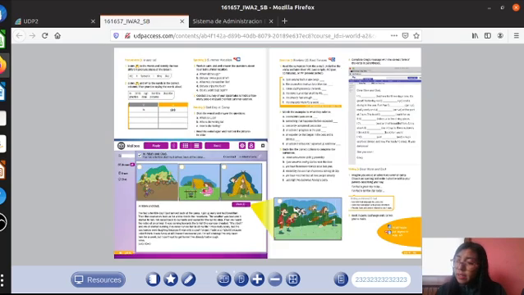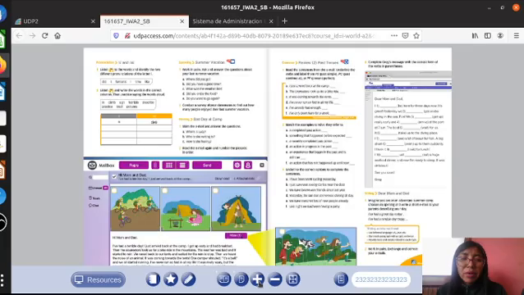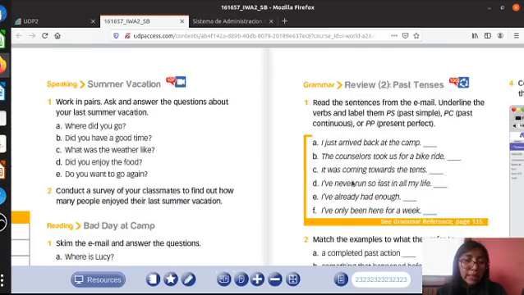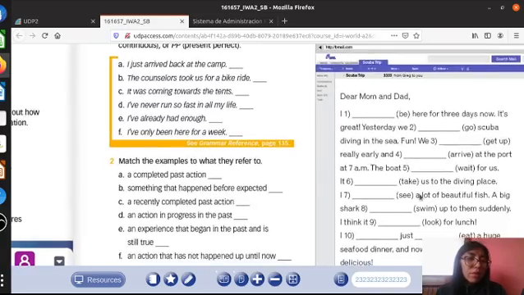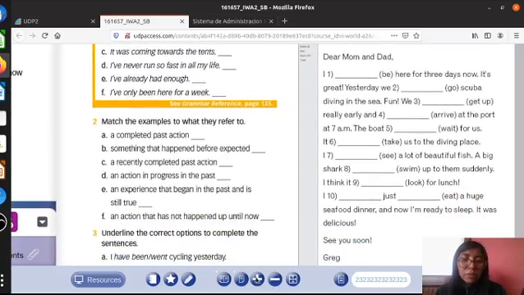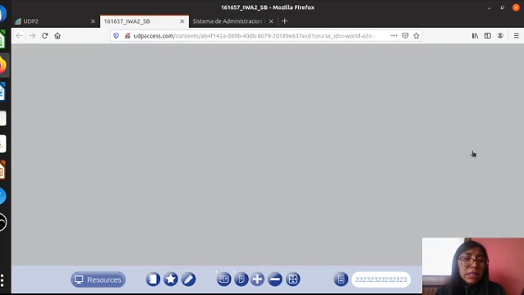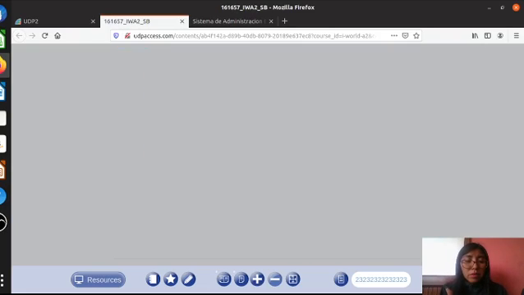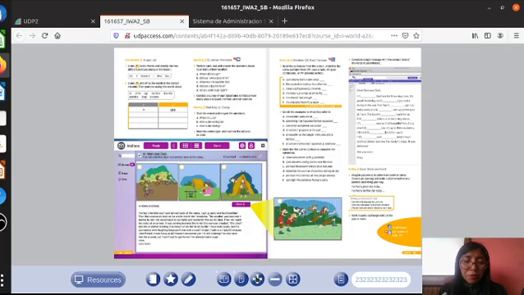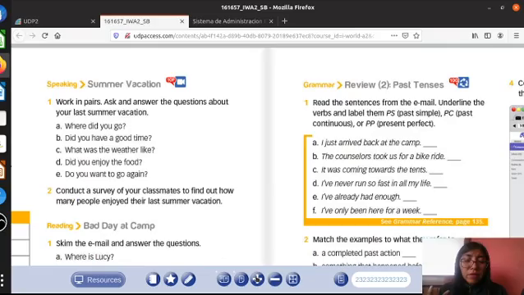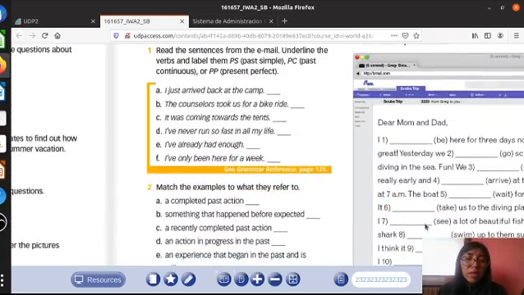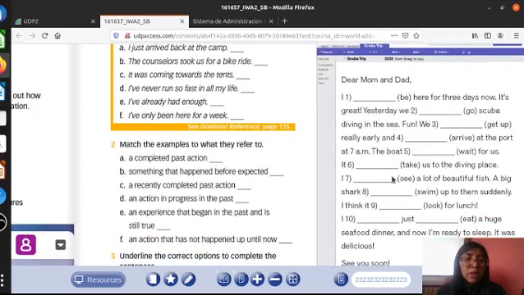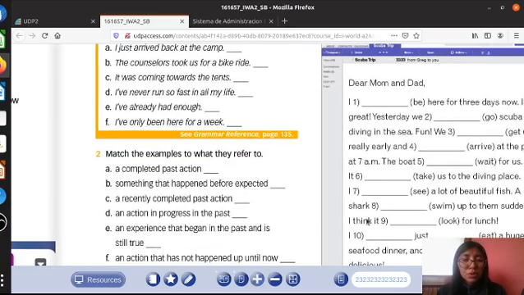It says, complete Gregor's message with the correct form of the verb in parentheses. Okay, tenemos que completar esta carta, el mensaje, con la forma correcta del verbo en el paréntesis, ¿no es cierto? En cada paréntesis tenemos los verbos. ¿Qué tiempos vamos a utilizar? We can use past simple, past continuous or present perfect. Okay, so you have to identify, usted tiene que identificar el tiempo, el contexto de la oración in order to know if you have to use the verb in past simple, past continuous or present perfect.